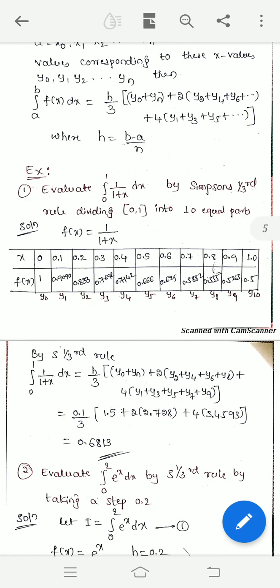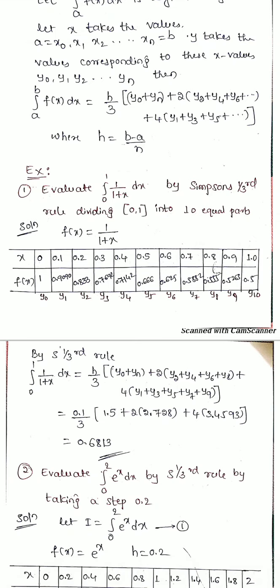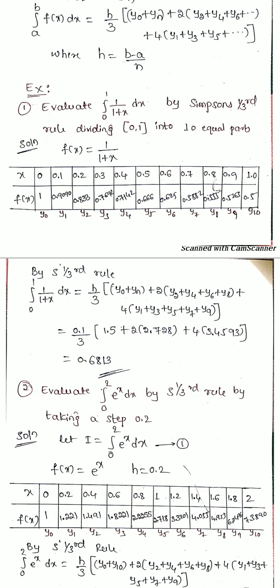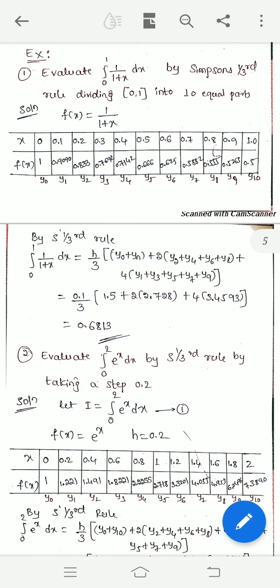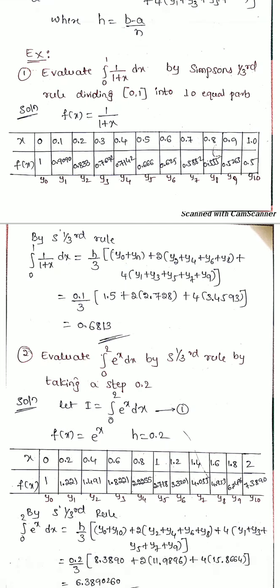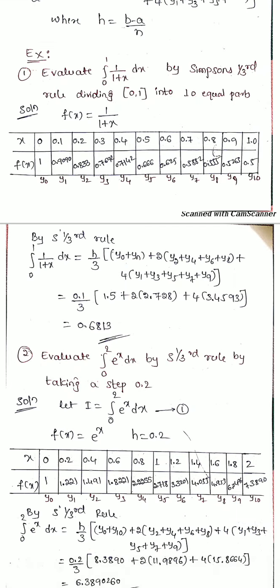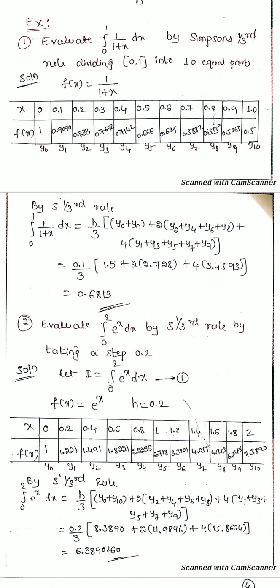How to find the step here? h is equal to (b minus a) divided by n. Okay, so on the basis of this formula we are going to evaluate some integral examples. Let me see the first example. Evaluate the integration from 0 to 1 of 1 divided by (1 plus x) into dx by Simpson's 1/3 rule, dividing the interval 0 to 1 into 10 equal parts. This is the given example. Okay, let me see the solution of this example.